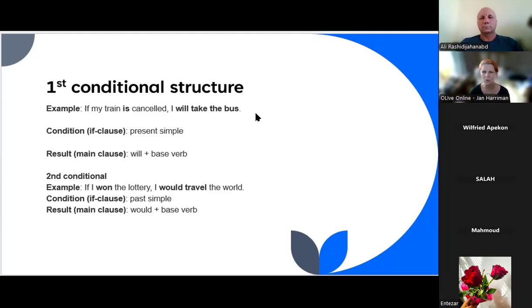If it is sunny, I will work in the garden. If it is raining, I will read a book. Very positive. Second conditional, we're looking at hypotheticals. If I won the lottery, I would travel the world. So this is a hypothetical. This is a hope or a dream. So we have the past simple for the first clause, for the condition, and would with the base verb for the result. So we did those last week.